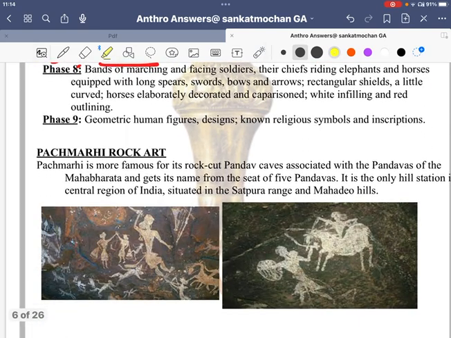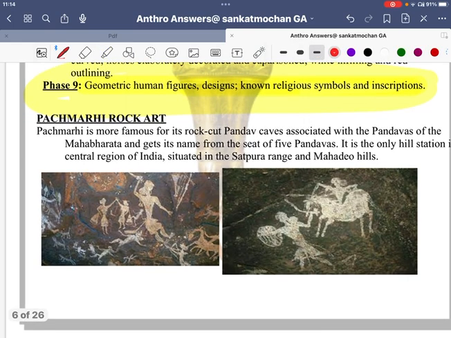See, at the last phase, geometric human figures design known as religious symbol and inscription. This is very important. Religion is stepping in. ठीक है. Now we go on with Panchmani rock art.